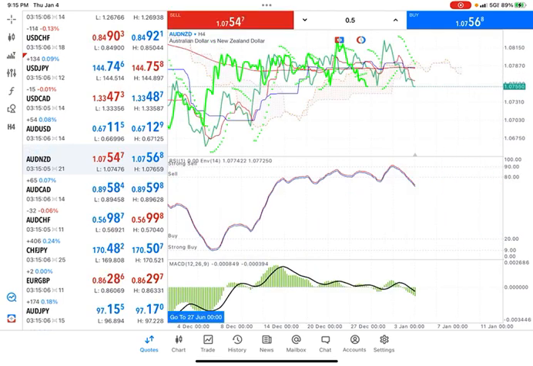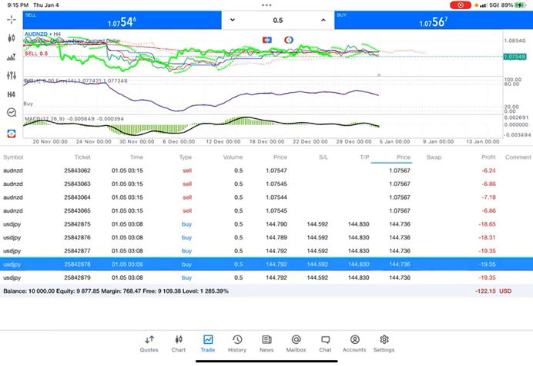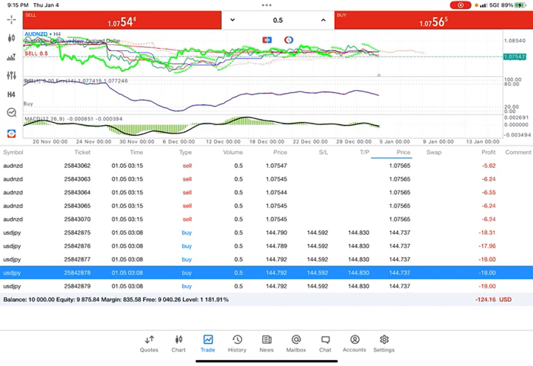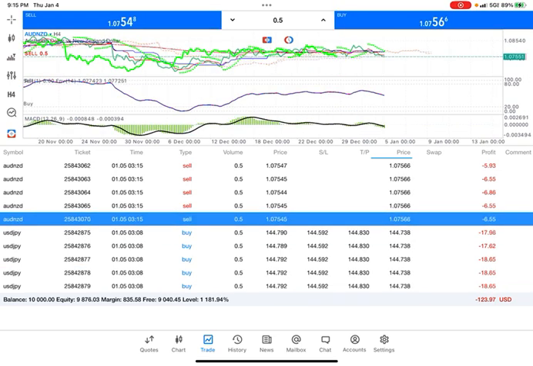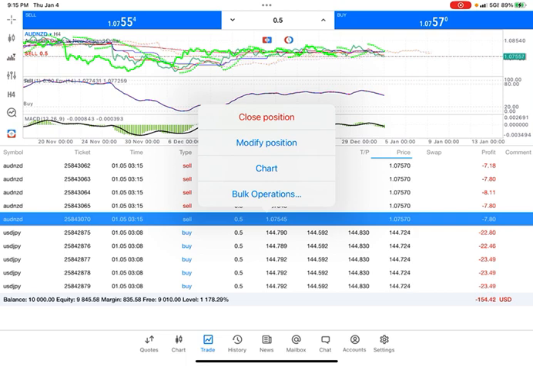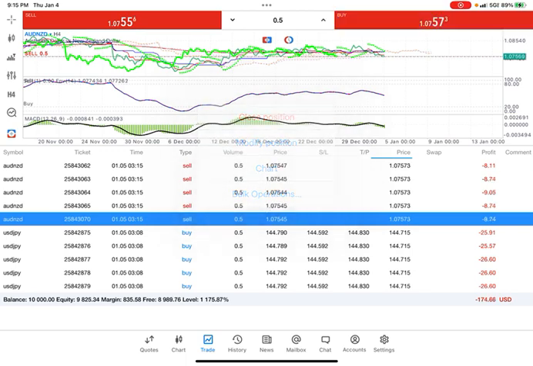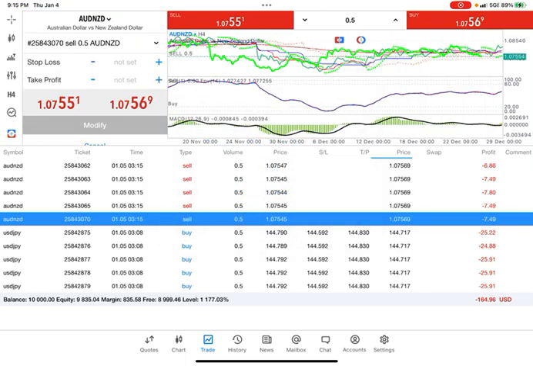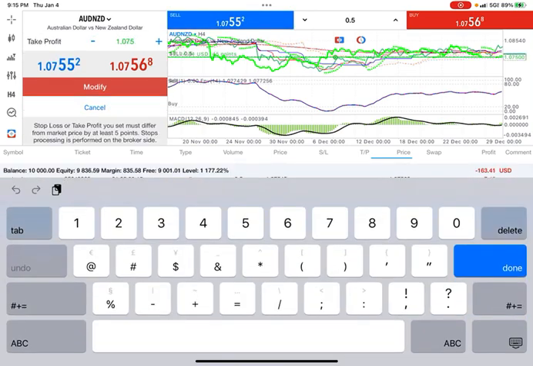So let's do this again. 0.5, 1, 2, 3, 4, 5. Placed. Okay, one more. There we go. All right, and then same thing. 40 points for TP and 200 points for stop loss. So we're at 1.07545. That is the starting price. So the TP will be at 1.07505.